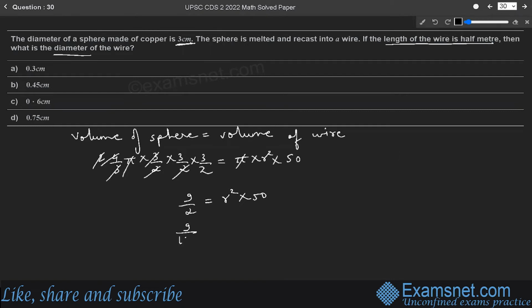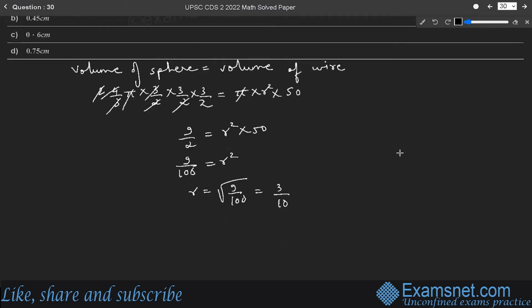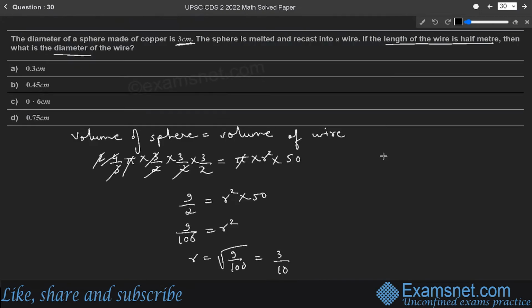So it will be 9 by 100 is equal to r square. So r will be equal to under root of 9 by 100, which is 3 by 10. This is the value for r, but we have to find the diameter. We know that diameter is equal to twice of radius. So it will be 2 into r, which gives 2 into 3 by 10, which is 6 by 10. So we can say that it is 0.6. So the diameter of the wire will be 0.6 centimeter. Therefore, option number C is correct.